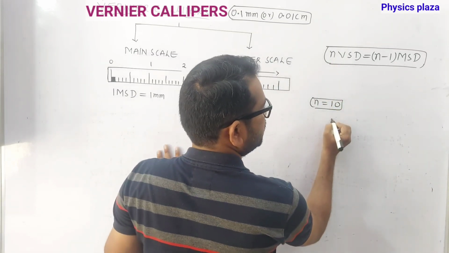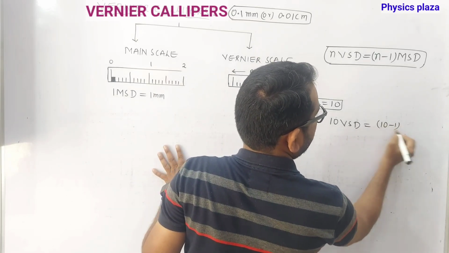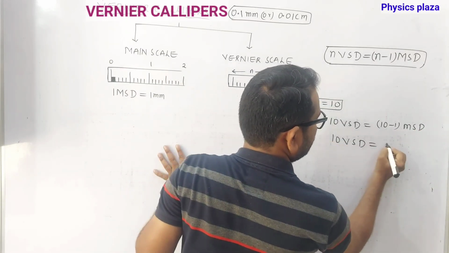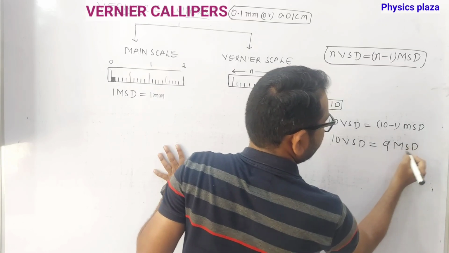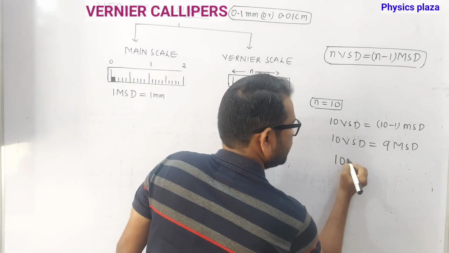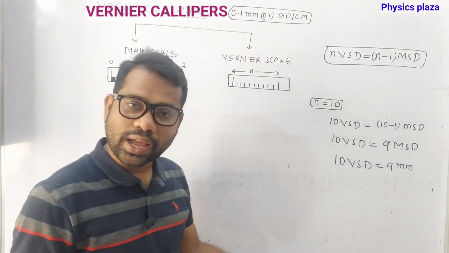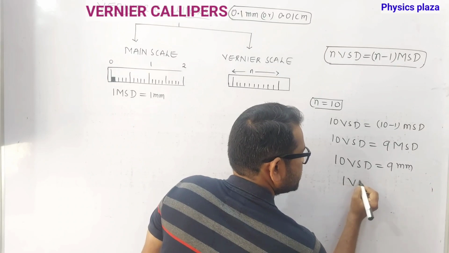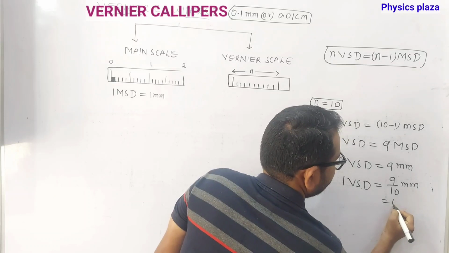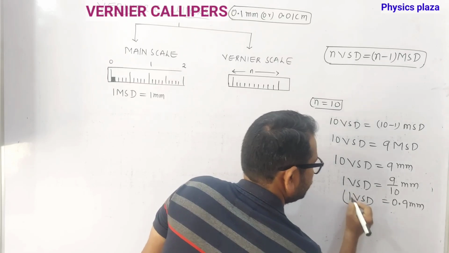Then 10 VSD is equal to 10 minus 1 MSD. I mean, 10 Vernier scale divisions is equal to 9 MSD. Children, what is MSD? 1 millimeter, which means 10 Vernier scale divisions is equal to 9 millimeters. So 1 VSD is equal to 9 by 10 millimeter. This is 0.9 millimeters. This is the 1 VSD value.